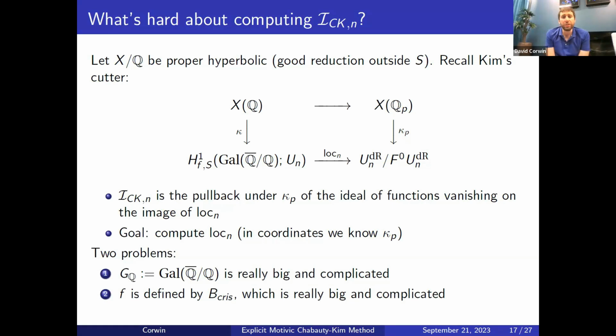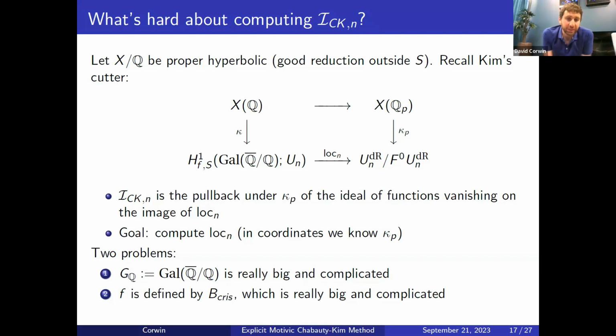And we have this localization map, which is really localization composed with the Bloch-Kato logarithm, to the de Rham unipotent fundamental group modulo F0. Okay. And so where does ICKN fit into this? Well, it's the pullback under kappa P of the ideal of functions vanishing on loc n.